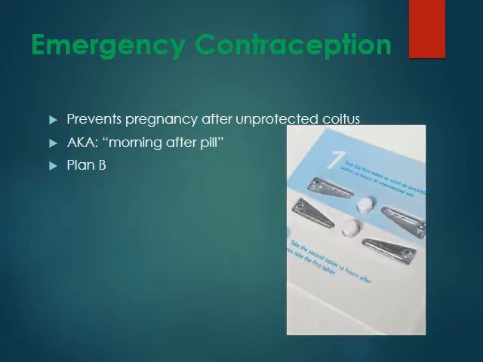Emergency contraceptive, the morning after pill, the postcoital hormone method, is called Plan B as well, and this prevents pregnancy after unprotected coitus. It's better to plan ahead, but different situations might result in the need for this. And again, it is definitely considered an abortion type method, so patients need to be aware that it is considered that type of method, so they stay within their own belief system.